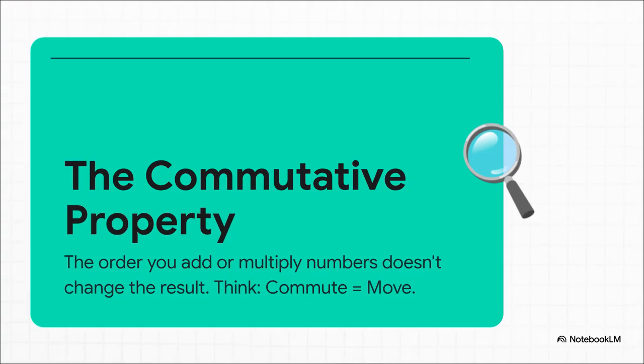First up is the commutative property. This is our pizza and candy bar rule. All it says is that for addition and multiplication, you can change the order of the numbers and the answer stays exactly the same. The real key to remembering it is right there in the name, commute, which means to move or travel. The numbers can literally move around.